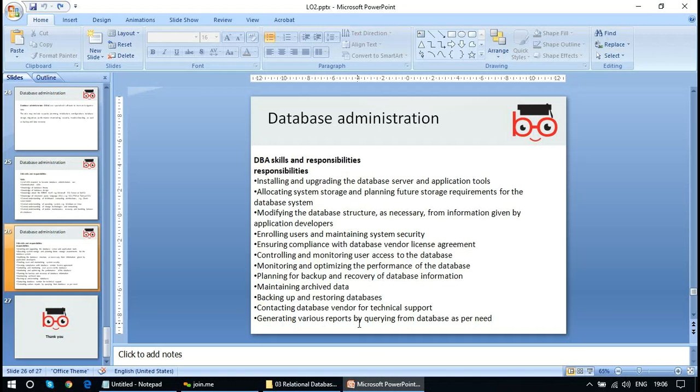These are interesting things. When we say the database administrator is doing nothing, they are actually responsible for many things: installation, modification, creating users, controlling, monitoring, even reporting. It looks like they are doing nothing, but they have lots of things on the list to do.